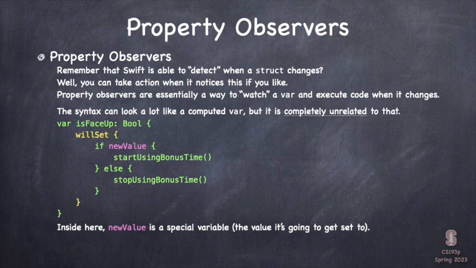So here in willSet, if the newValue is going to be true, in other words, it's going to be face up, I'm going to start using the bonus time. If the newValue is being set to false, I'm going to stop. And this is going to happen every single time isFaceUp gets set. However, not on its initial value. So if I were to say var isFaceUp: Bool = false, which is what we do in our thing, and then have this curly brace after, it would start out false, but this willSet would not be called. That wouldn't matter here because, of course, we start out with stopped bonus time usage, but it doesn't get set on that initial value. But every other change to it, this gets invoked.